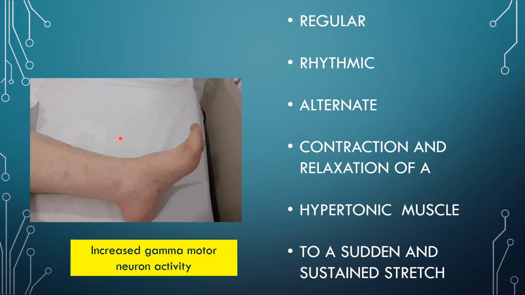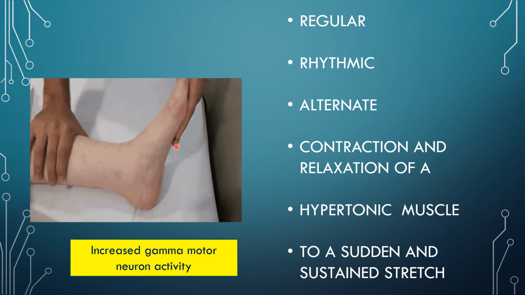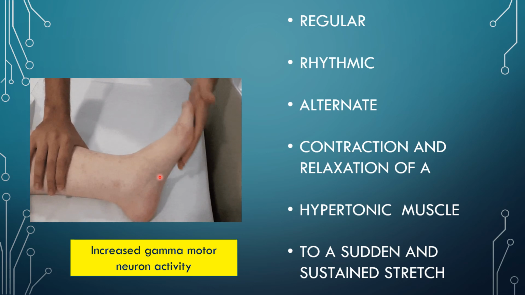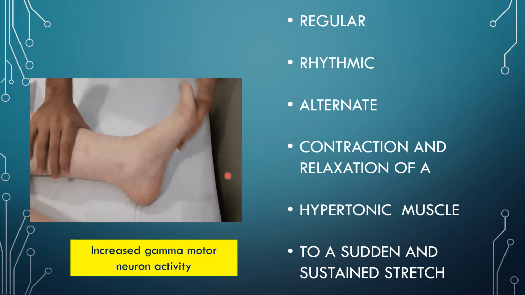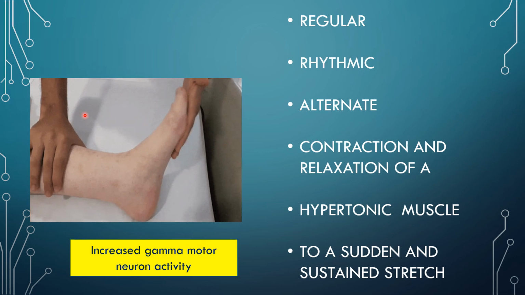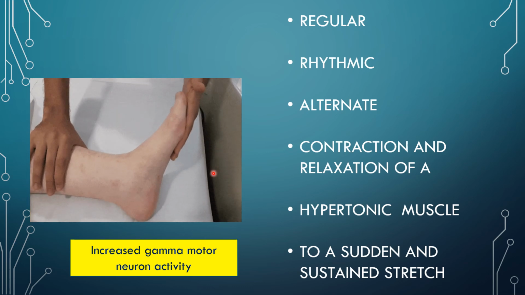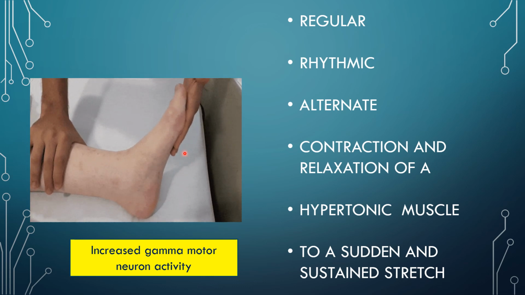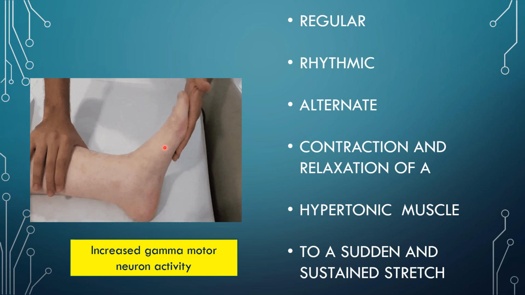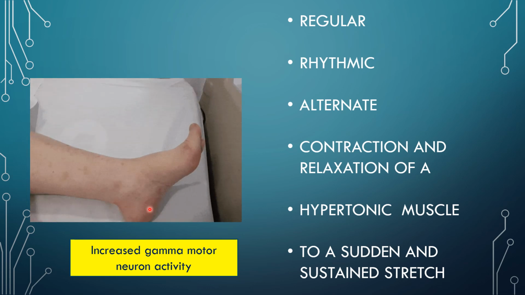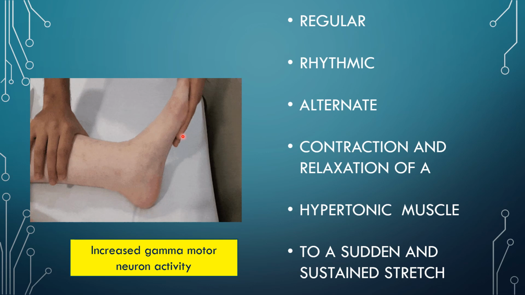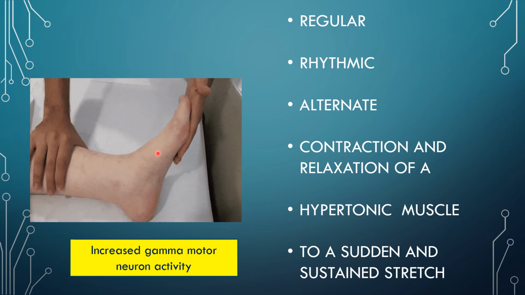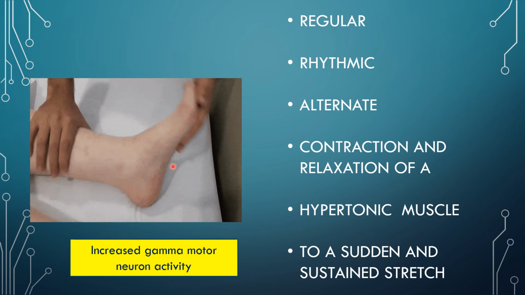Here we can see the ankle clonus. You can see here it is initiated by brisk dorsiflexion. So first the foot is dorsiflexed and this dorsiflexion is maintained. In response to this, we see the rhythmic plantar flexion at the ankle. So first is the brisk dorsiflexion, that is maintained, and followed by that there will be rhythmic plantar flexion.